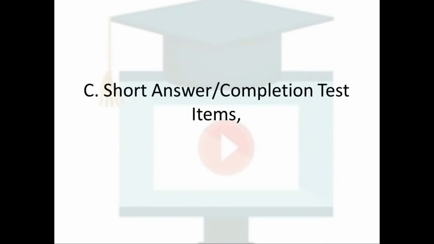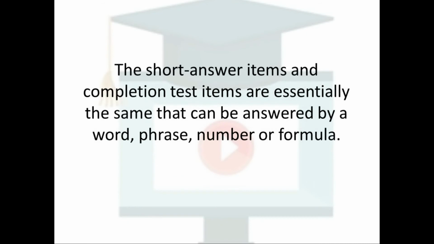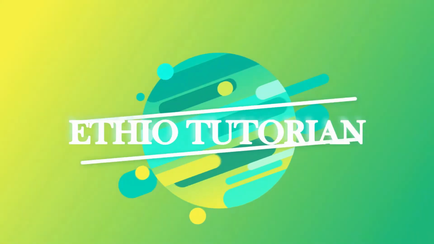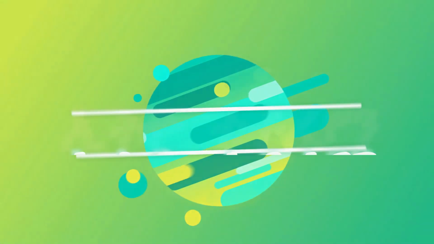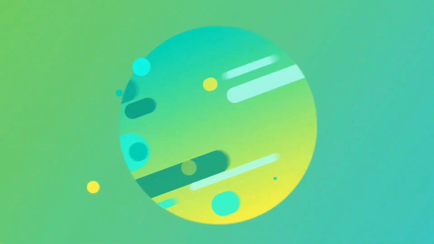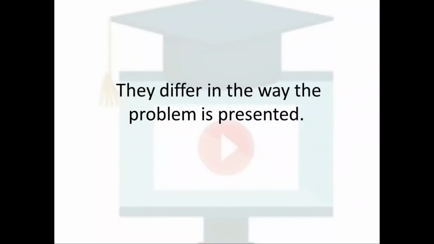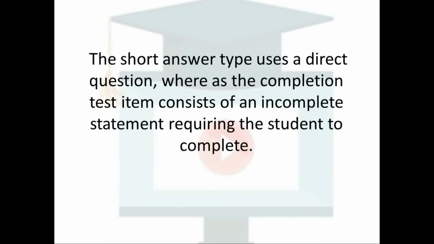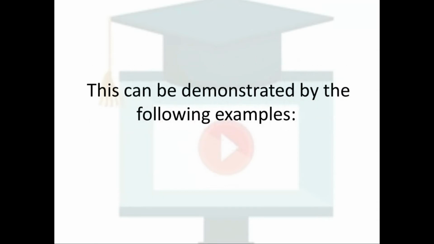See Short answer/completion test items. The short answer items and completion test items are essentially the same, that can be answered by a word, phrase, number or formula. They differ in the way the problem is presented. The short answer type uses a direct question, whereas the completion test item consists of an incomplete statement requiring the student to complete. This can be demonstrated by the following examples.